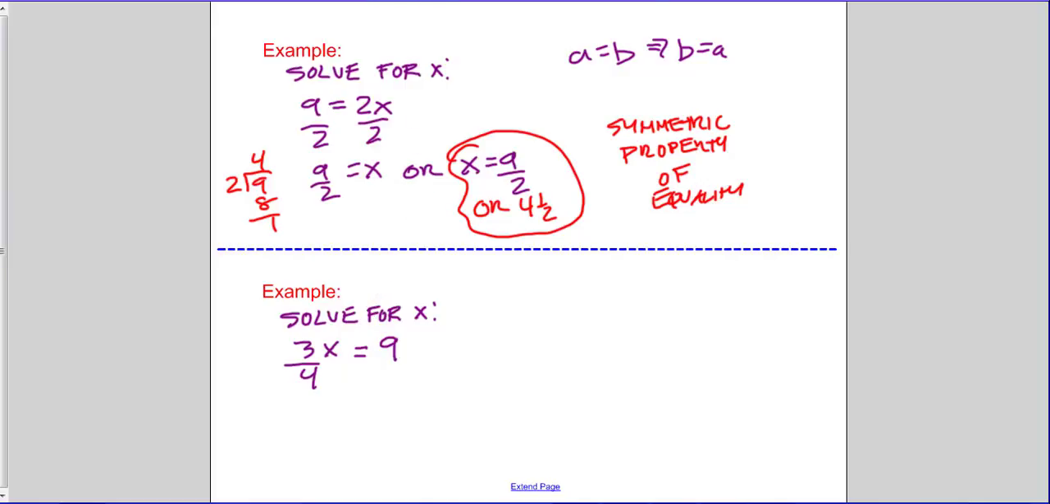If I wanted to check my answer here, I start with my original equation, 9 equals 2x, and plug in 9 halves. So 9 equals 2 times 9 over 2. Well, you see this works because 2 times 9 is 18, divided by 2 is 9, which is what I need to get here.